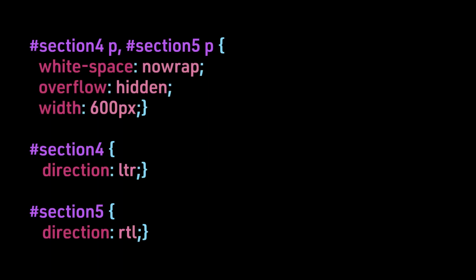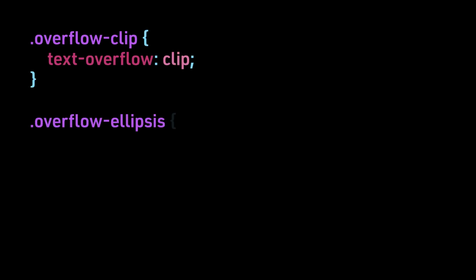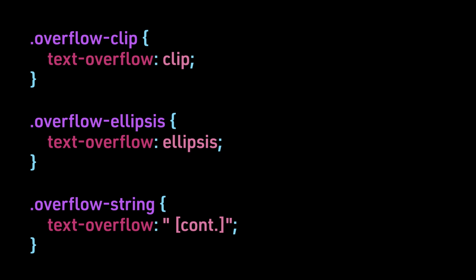Here is the CSS. First, we have to control the overflow, so it is required to set the overflow property and the white-space property. We limit the width to force an overflow. Next, we will change the direction of reading using the direction property. LTR signals left to right, while RTL signals right to left. Finally, we set the text-overflow property. We will look at clip, ellipsis, and the use of a custom string.